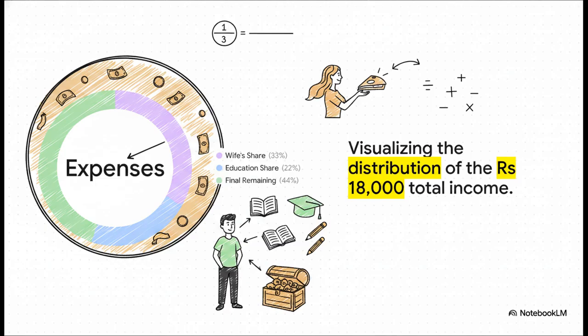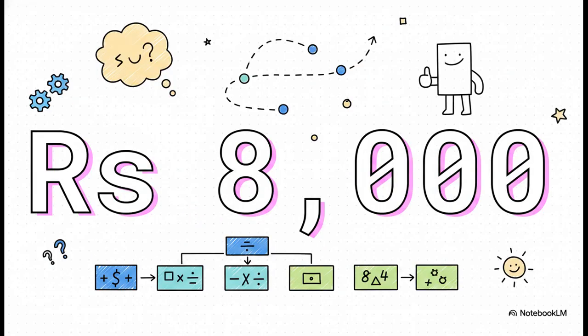So finally, we just take that 12,000 and subtract the 4,000 we literally just spent on education so we can figure out exactly what's left in his pocket. And there it is. By just chunking the problem down logically, step by step, we easily cruise right to his final remaining balance of 8,000 rupees. See? It wasn't some terrifying math test at all. It was literally just following the sequence of a story.